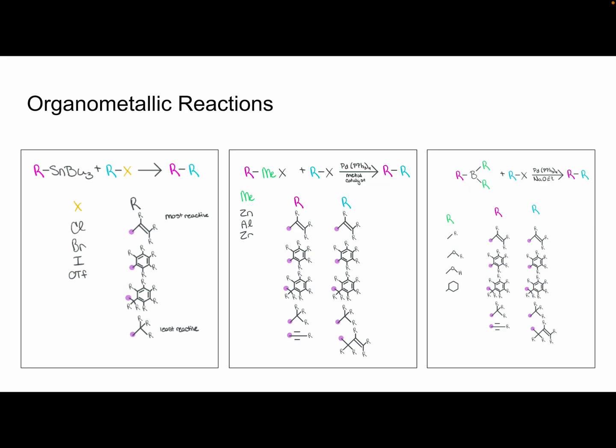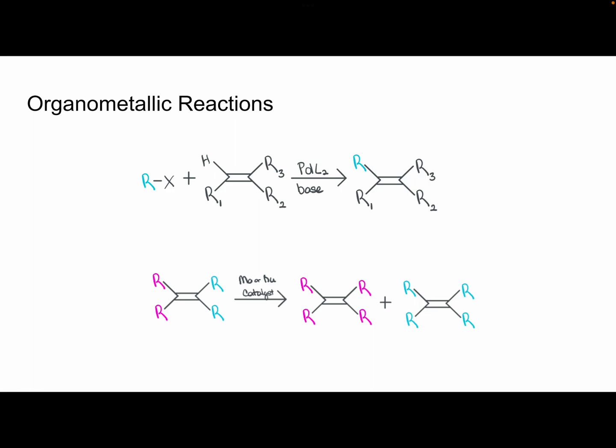And then similarly on the middle one, you have different metals that you're substituting in. So where it says the green Me, that could be zinc, aluminum, or zirconium. The pink R groups are shown, and then also the blue R groups are shown. And again, you're just forming a carbon-carbon bond with almost all of these different reactions. On the right-hand side, you're showing with boron. The green R groups aren't going to be a part of your final products. That's just showing you some of the typical R groups that you can see. And then the blue and the pink R groups are what are going to form your carbon-carbon bond.